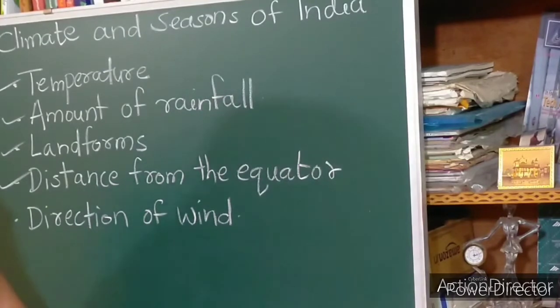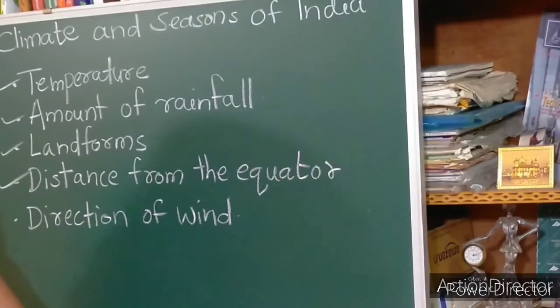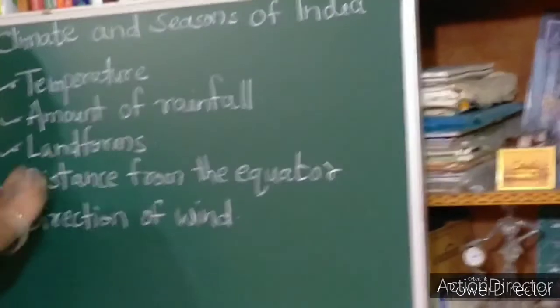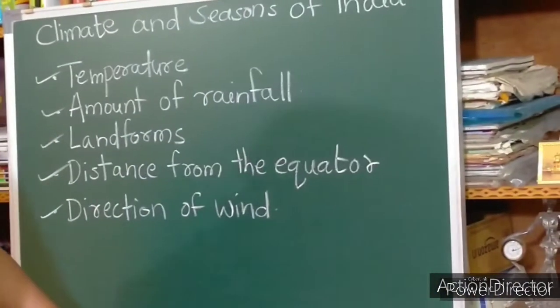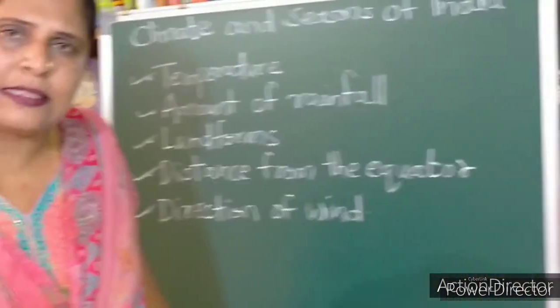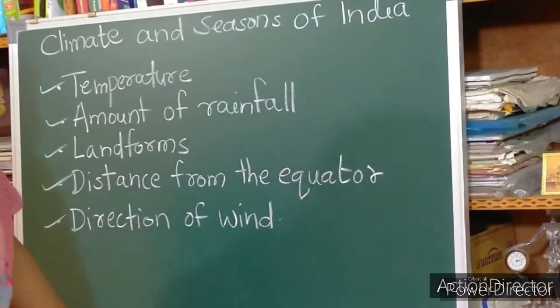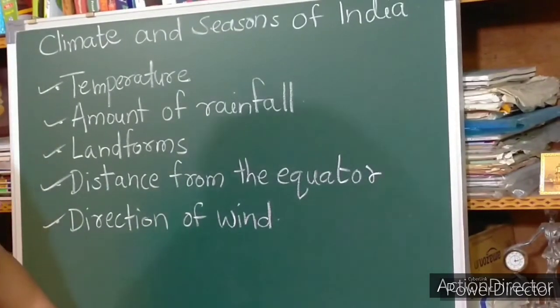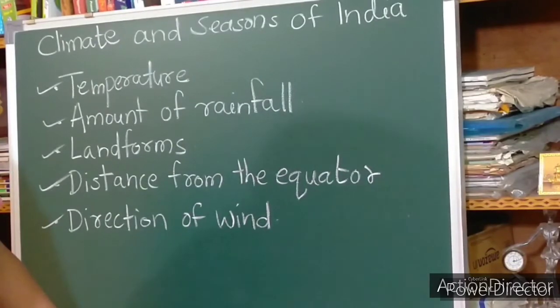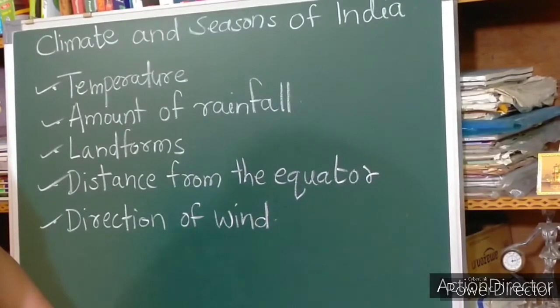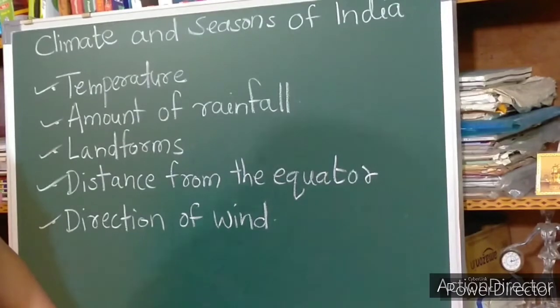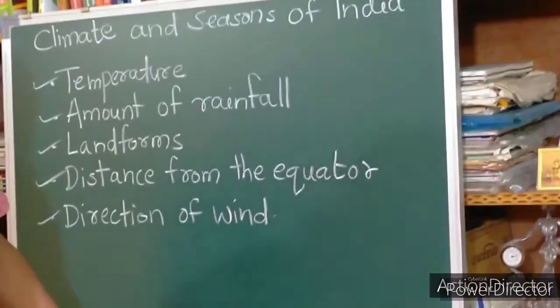But as a place goes far away from the equator, it will be cooler and cooler. Then the direction of the wind. If the wind comes from mountains, let's take an example, if the wind comes from the Himalayas, then the wind will be colder. If the wind comes from Rajasthan or a desert region, then the winds will be warmer. And thus, these factors will affect the climate of a place.